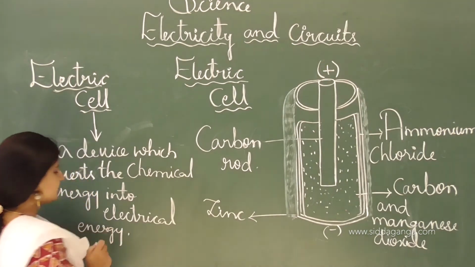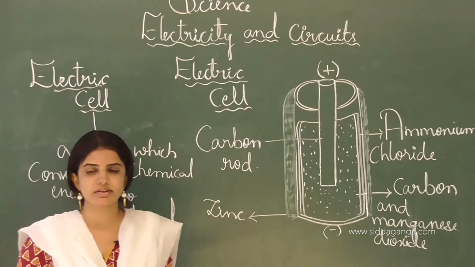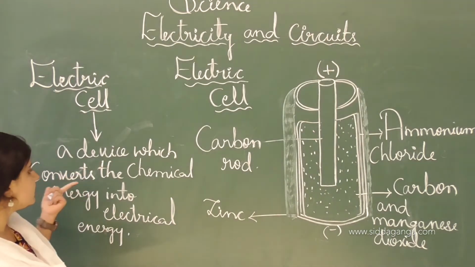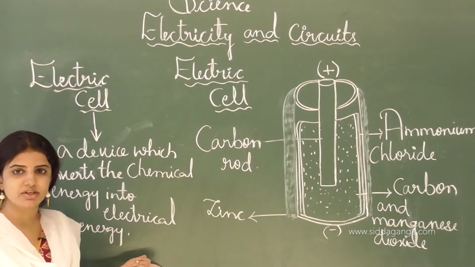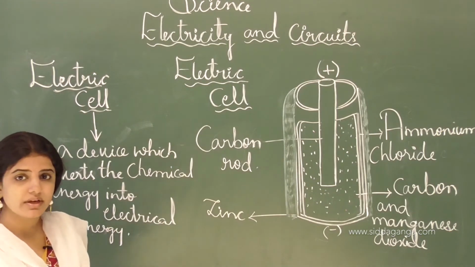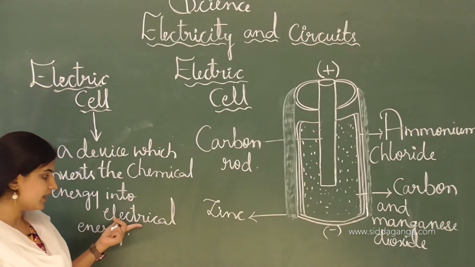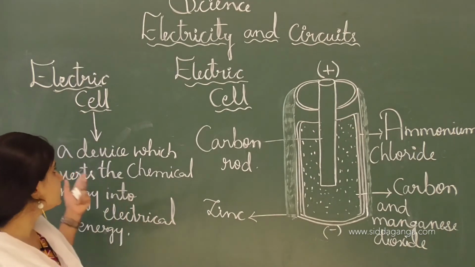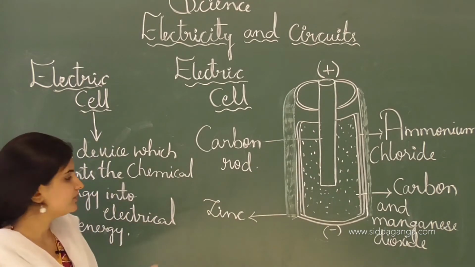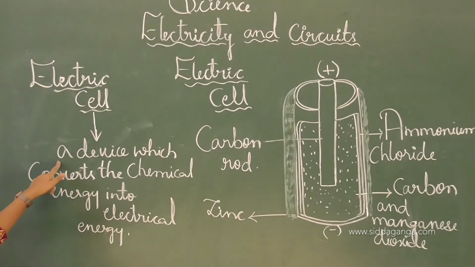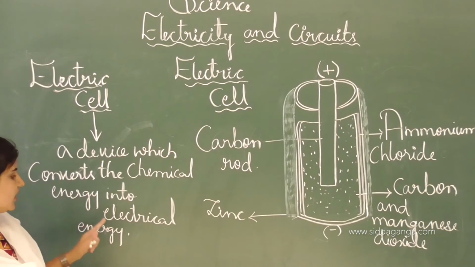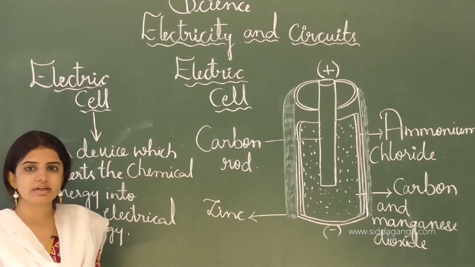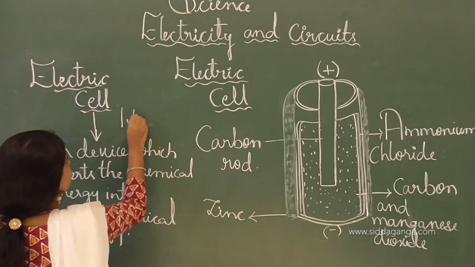There is a difference between the electric cell and the electric bulb. The electric cell is a device which converts chemical energy into electrical energy, whereas the electric bulb is a device which directly converts electrical energy into light as well as heat energy. Usually an electric cell has a voltage of 1.5 volts.